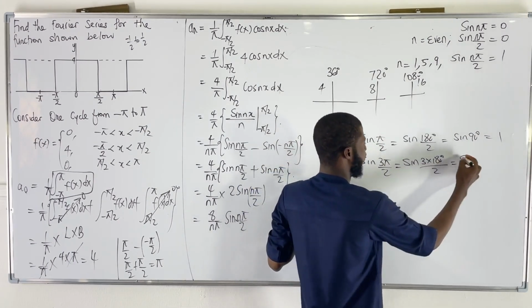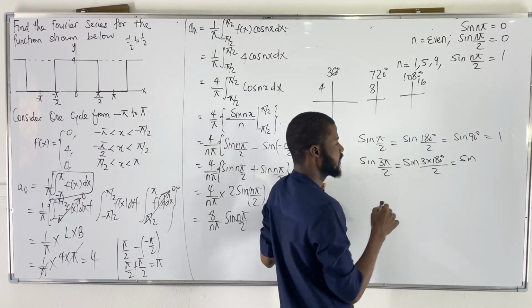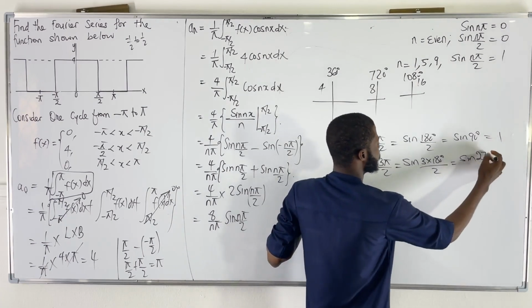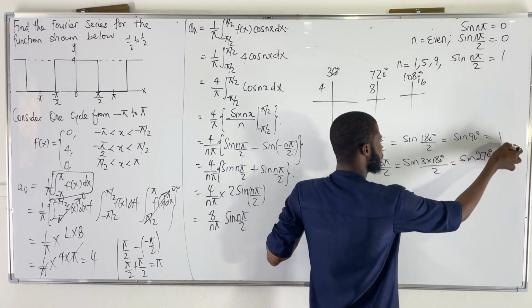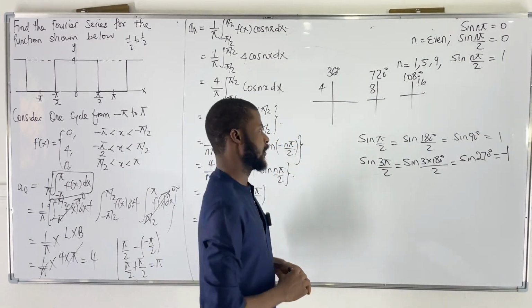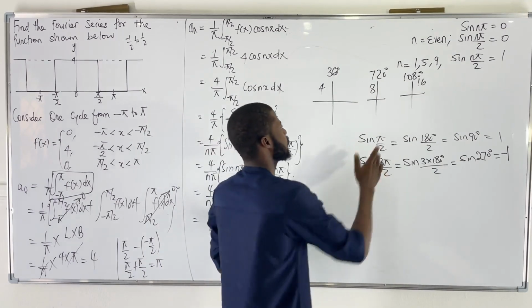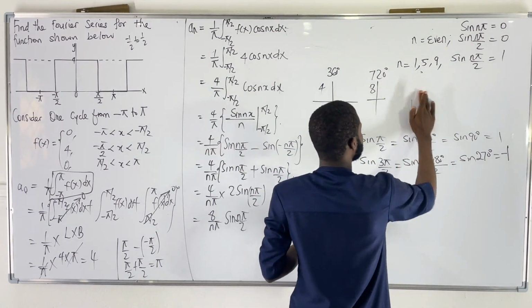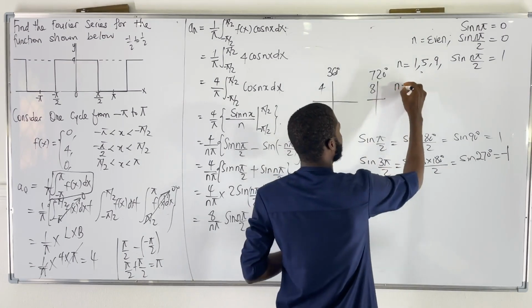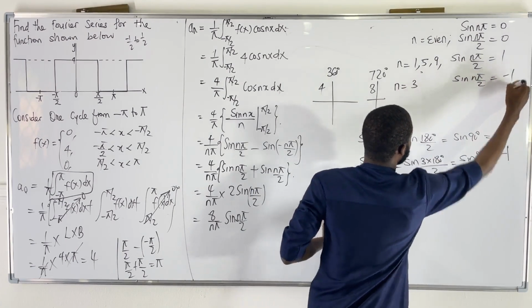This will become sine of 3 times 180, which is 540. 540 divided by 2 is 270. Sine 270 degrees is minus 1. So this is when n is equal to what? 3. Let me clean this out. So when n is equal to 3, our sine n pi over 2 is minus 1.